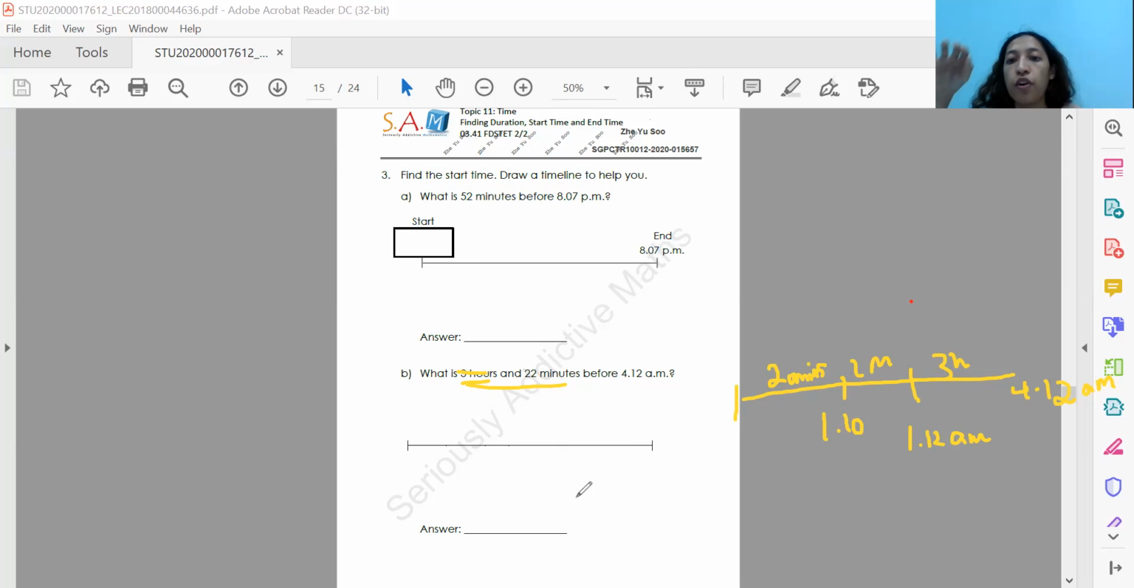So 20 minutes before 1:10 would be 4 fingers out, right? 5, 10, 15, 20. So 1:10, 1:05, 1 o'clock, 12:55, 12:50. So it would be 12:50 a.m.